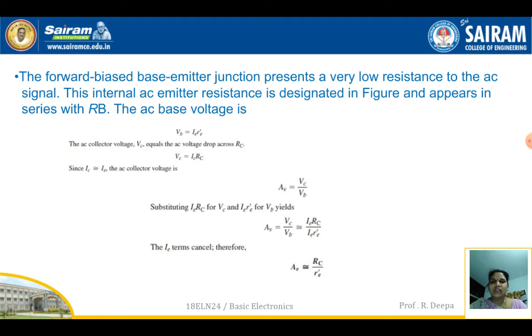Hence we can write the voltage gain across the collector terminal, AV, equal to VC divided by VB. Substituting the values for VC and VB and simplifying, we get AV approximately equal to IE RC divided by IE RE dash. By cancelling IE, we get the gain AV approximately equal to RC divided by RE dash. This is the equation for the voltage gain of the amplifier.